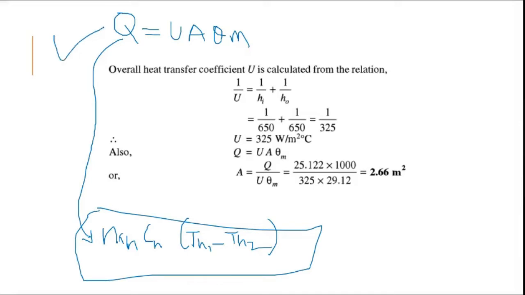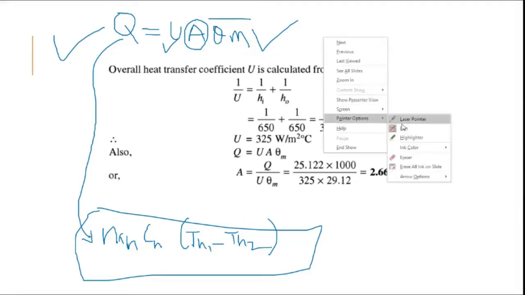It means the rate of heat transfer is known to us. Theta m value we have calculated for parallel flow, so this theta m is known. Area has to be determined. Now we need to talk about this capital U value. What will be the overall heat transfer coefficient?